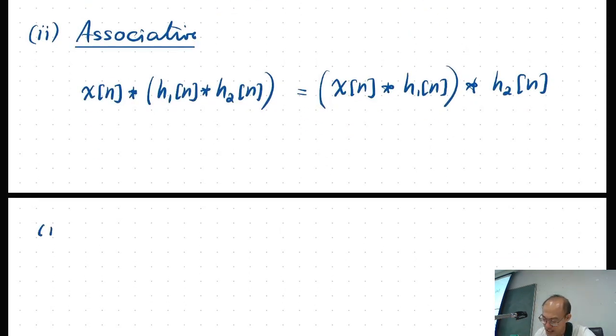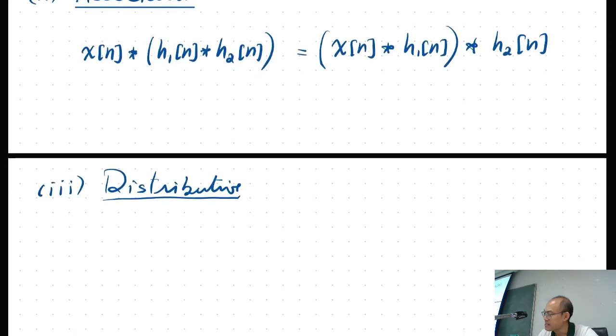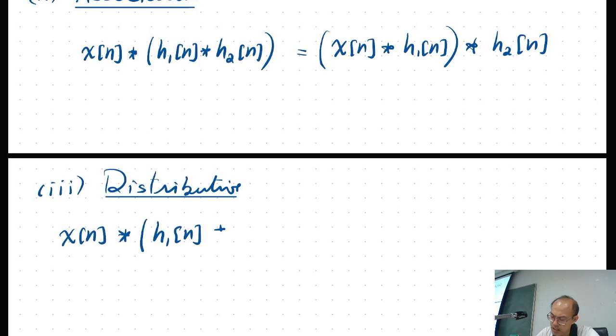The third property is the distributive property. Bear with me, I'm about done. Distributive property is probably the most useful property that you have to know. x[n] convolved with, well, actually here, alpha h1 plus beta h2.